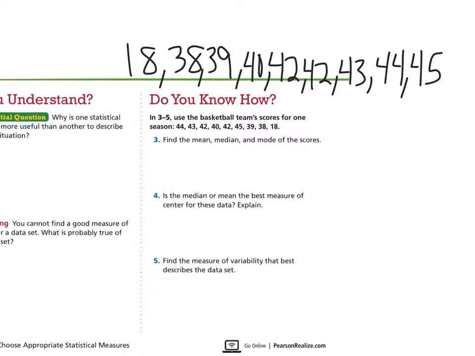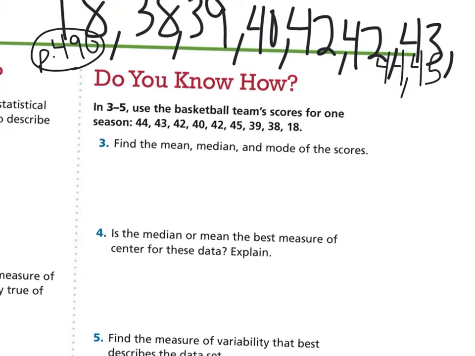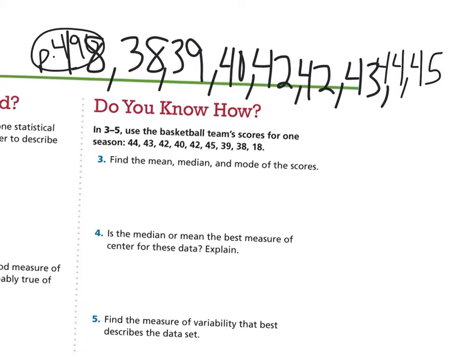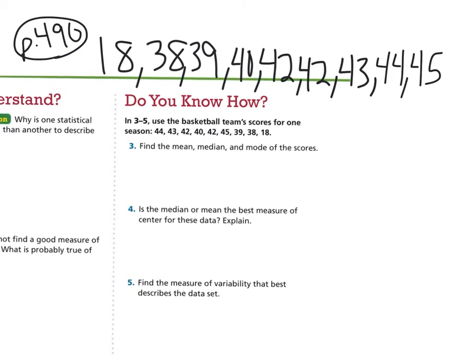Continuing lesson 8.6, choosing appropriate statistical measures. This is on page 490. If we look at the "Do You Know How" number 3, they want us to find the mean, median, and mode. So the first thing would be that we would need to put the numbers in order.